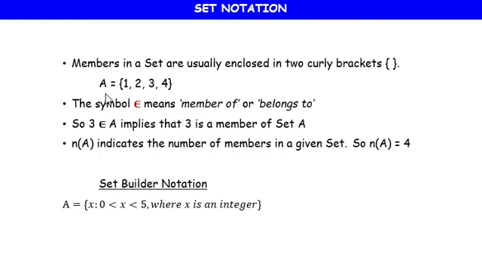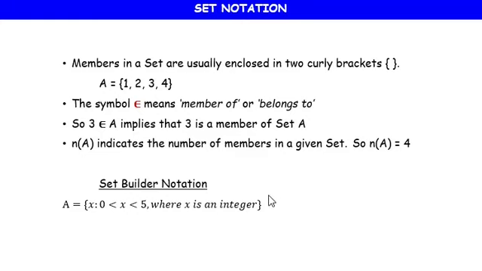Here, if we count the number of members, you have 1, 2, 3 and 4. So the number of members in set A is equal to 4. That is how we denote the number of members in a given set. I believe you are following.